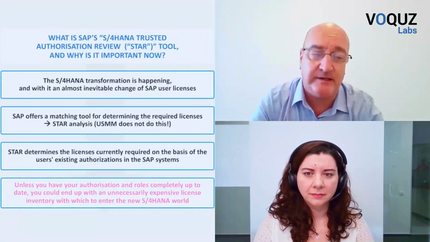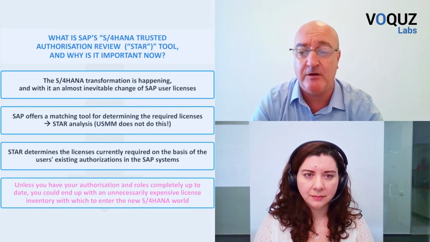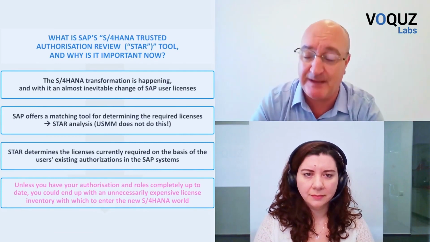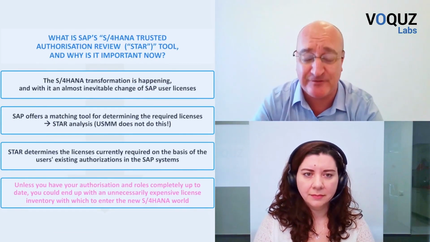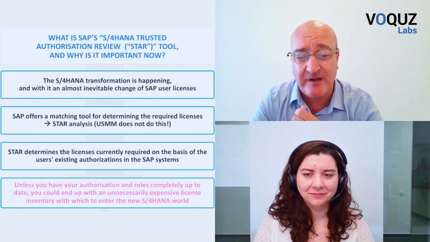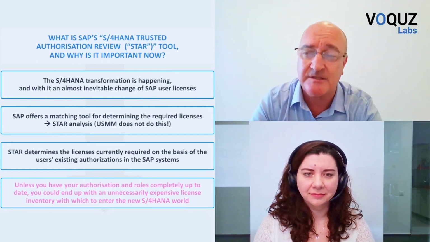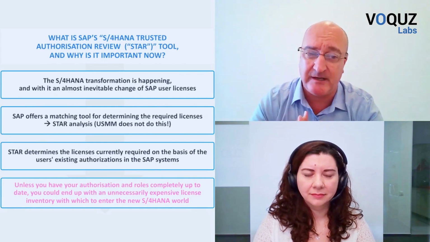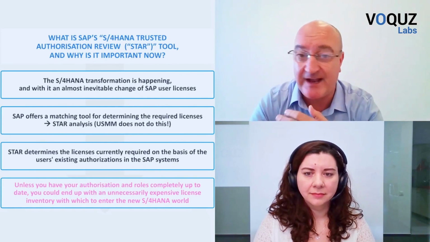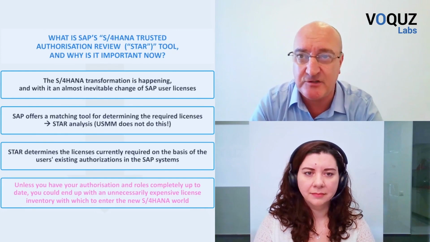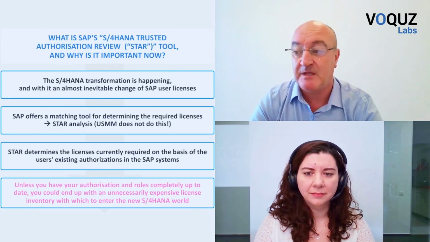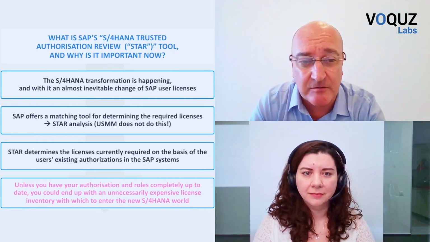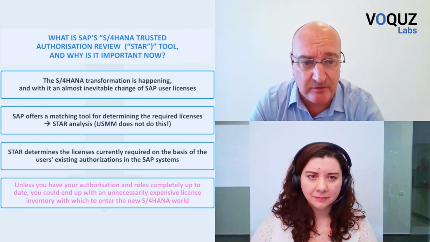Now, I've been doing SAP licensing for a long time, arguably too long, but that's a different story. And I've come across very few customers who actually have their authorization and roles completely up to date. In fact, I've come across customers that literally have 10,000 roles and only 3,000 employees.